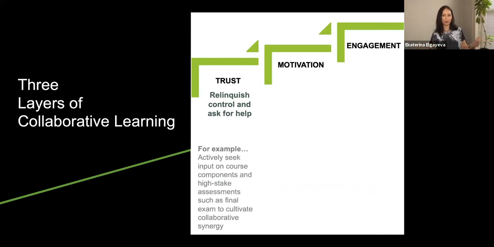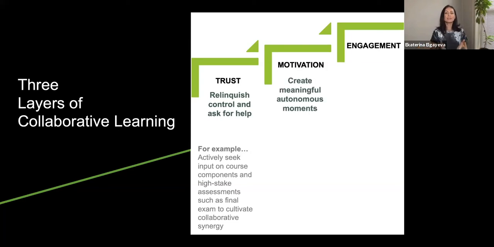So for example, you can seek input on course components for high stakes stuff. This could be a final exam where you ask the students, what do you want your exam to be? Do you want it to be a paper? Do you want it to be a project? Do you want it to be something that will substantively contribute to your learning? Because remember, we're talking about that metacognition, that synthesis, and that can happen when there is a certain degree of autonomy that the students have to select the type of thing that they are interested in working in, and how it is that they combine those concepts.